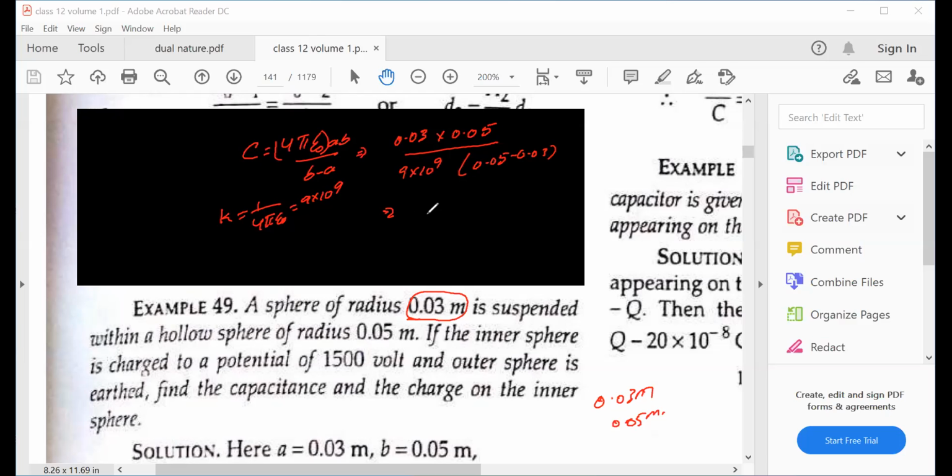When you solve it, you'll get the capacitance as 8.33 picofarad, that is 10 power minus 12. Because the 10 power 9 is in the denominator, it becomes 10 power minus 9 here. So this is your capacitance.